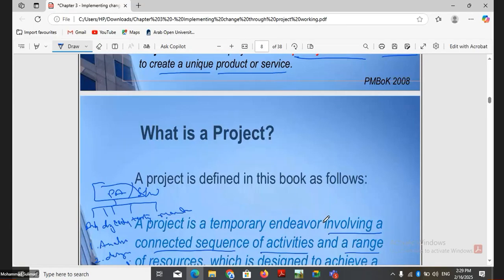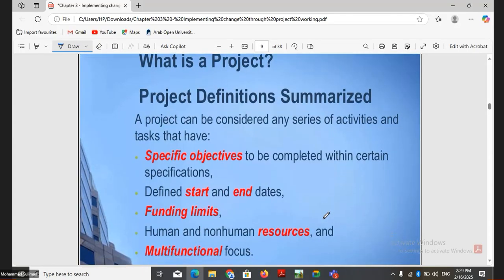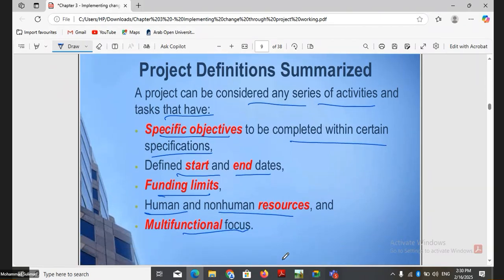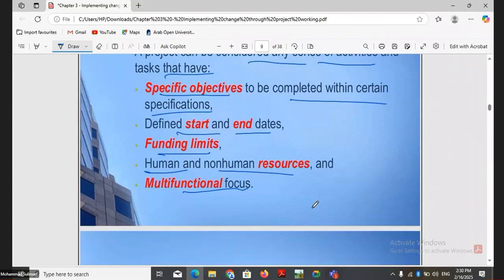Having understood the project and the process, we'll move on with the project. The summary of this project definition is that a project can be considered as any series of activities and tasks that have specific objectives to be completed within certain specifications. I repeat, some specific objectives to be completed. It has start and end dates, like the project will start on so-and-so date and end on so-and-so date. It has some funding limits, for example $1,000. It uses human and non-human resources. People work on it. Machines, computers, and laptops are used. This is a summary of the project definition.